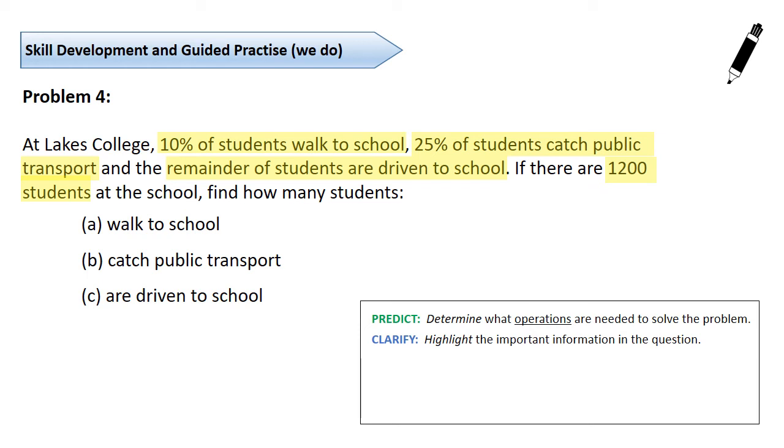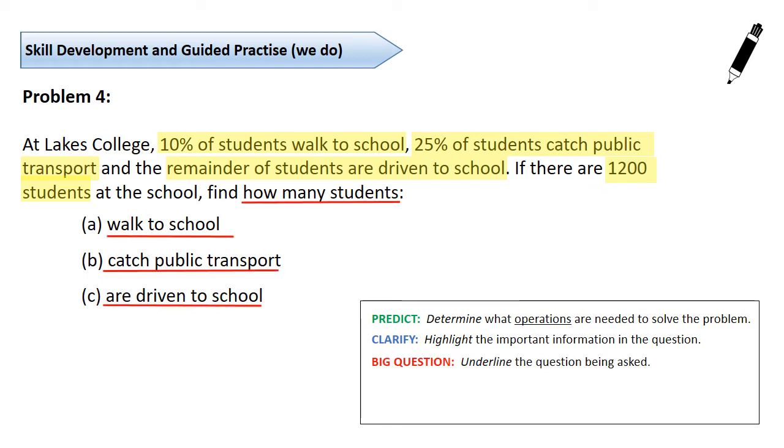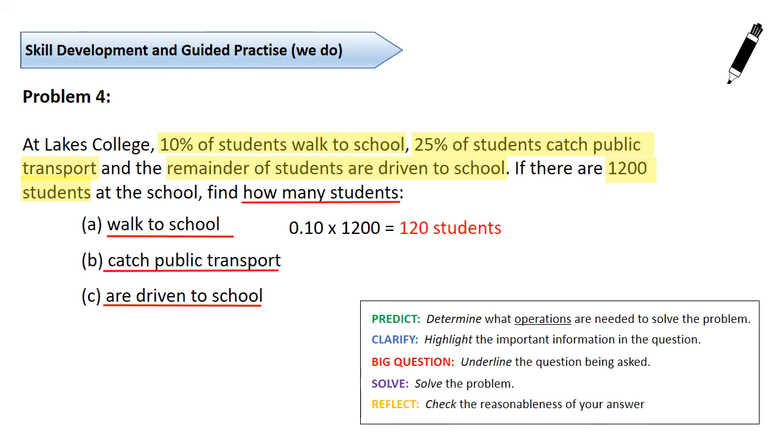10% of students walk, 25% of students catch public transport. And this one, although it doesn't have a number, there's still information there because it says the remainder of students are driven. And we have 1,200 in total. So we want to know how many walk to school. So we know 10% of students walk to school out of a total of 1,200.